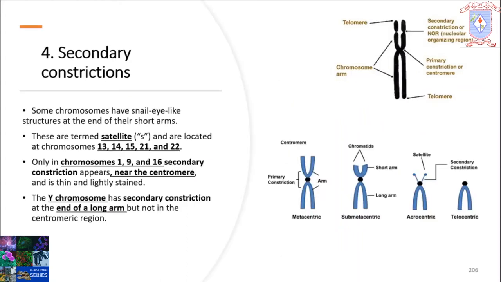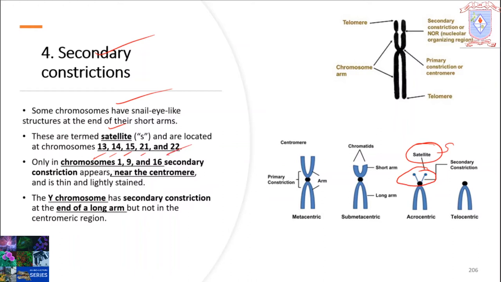In this slide, I am explaining the fourth landmark in detail, that is the secondary constriction. Some chromosomes have a snail eye-like structure at the end of the short arm. Here you can see the snail eye-like structure that is called the satellite. This is termed satellite or S that are located at chromosome numbers 13, 14, 15, 21, and 22.